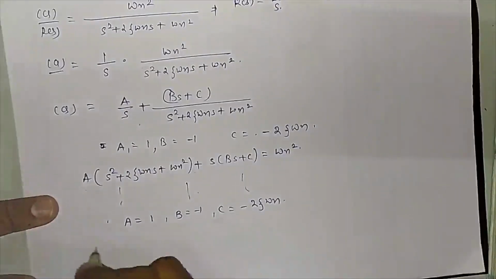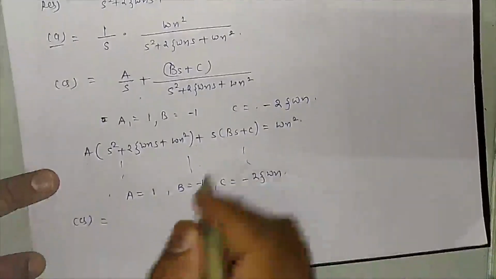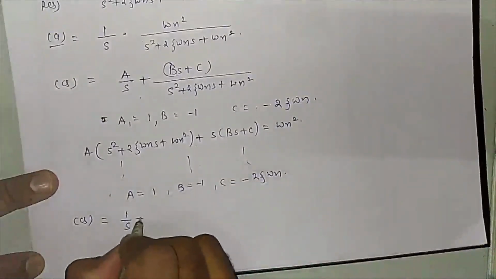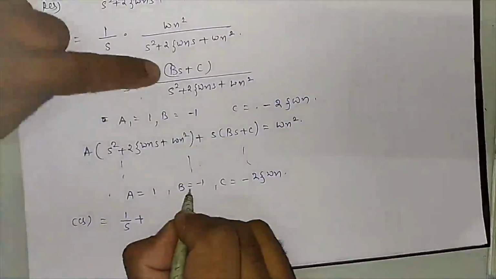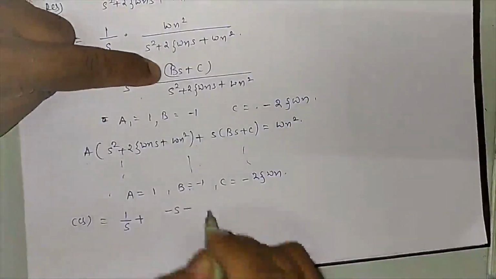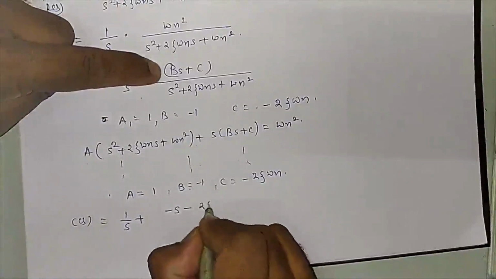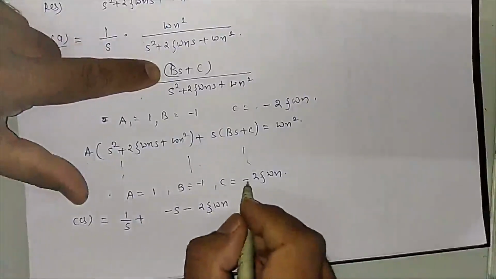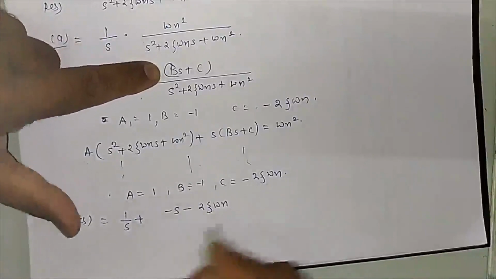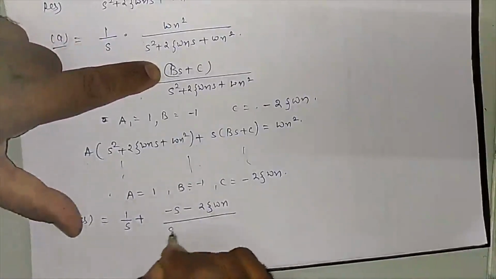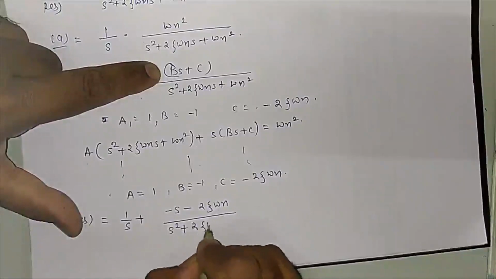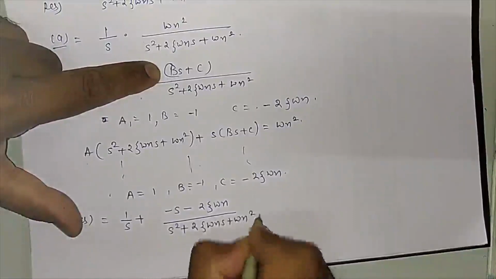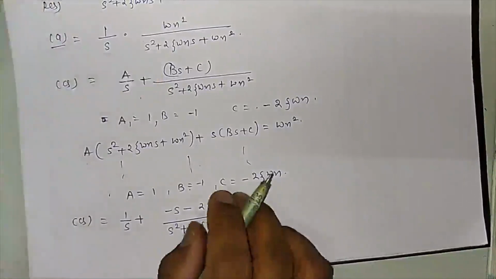Done. So I will write it over here. C(s) is equal to E upon s, that is 1 upon s minus 2 zeta omega n divided by s square plus 2 zeta omega n s plus omega n square. But what is the value of alpha? Alpha value is zeta omega n. I am putting it over here.